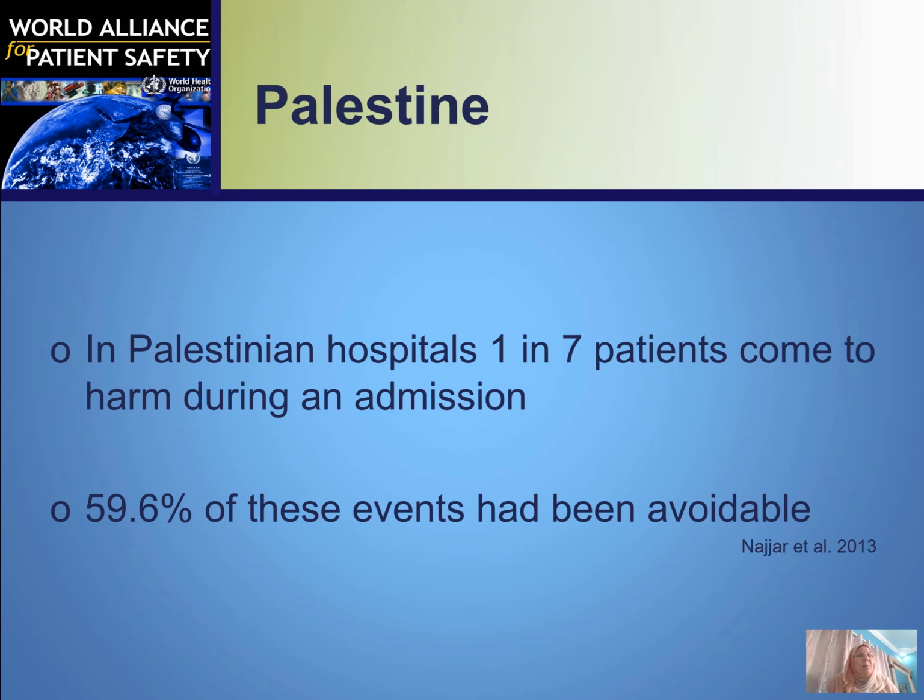In Palestinian hospitals too, around 1 in 7 patients admitted come to harm during their admission, and a significant number of those actually suffer from infections. This was a study done in 2013 by Najar et al. in West Bank hospitals. They used a global trigger tool to identify patients who came to harm during their admission, and they found that almost 60% of these events had actually been avoidable.